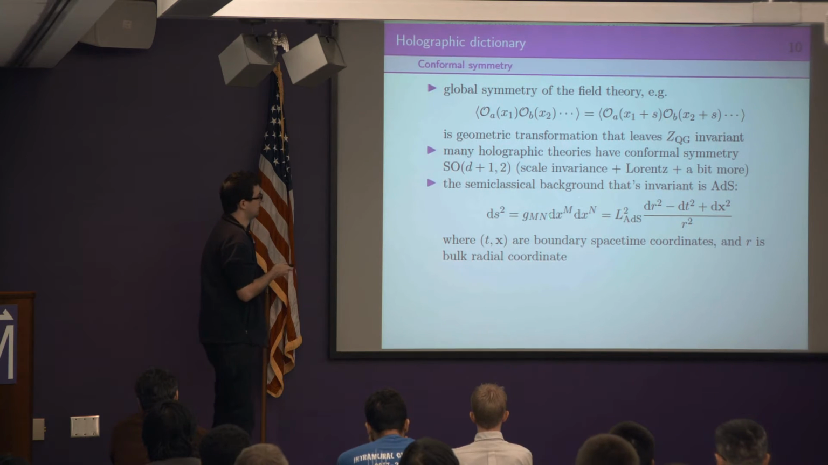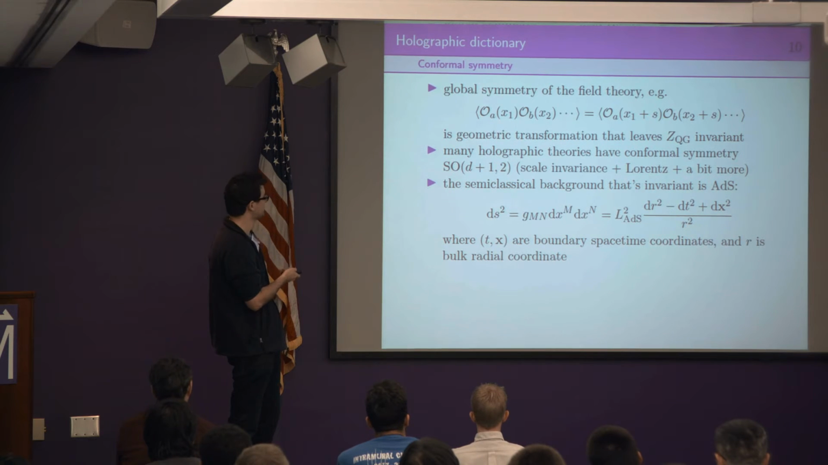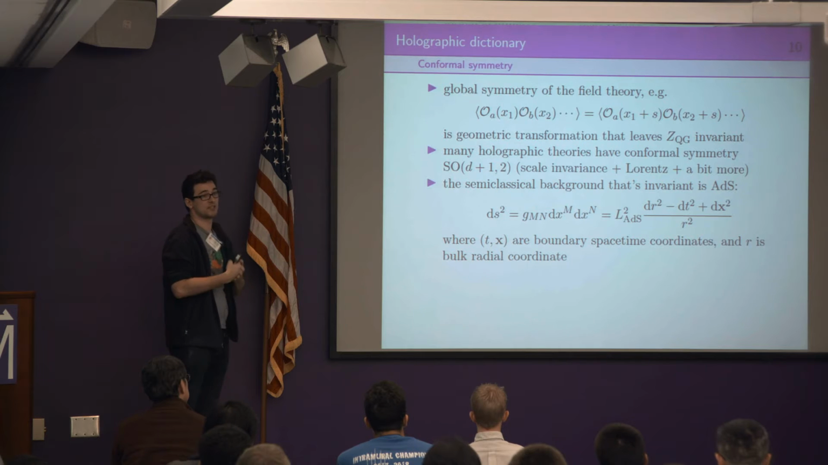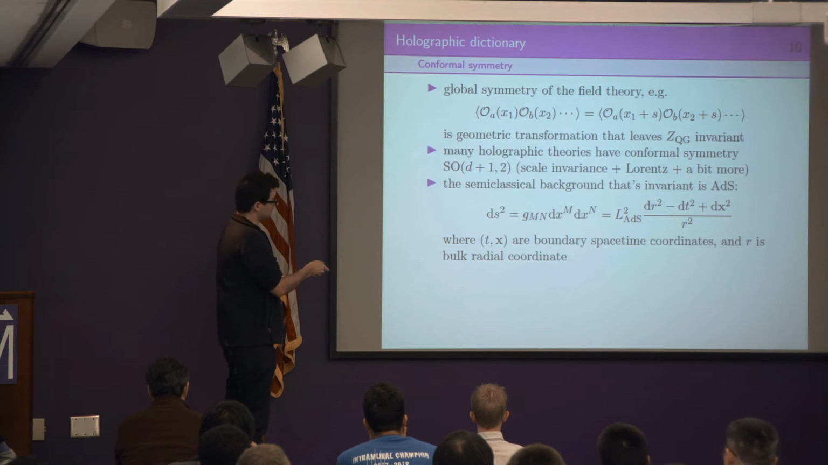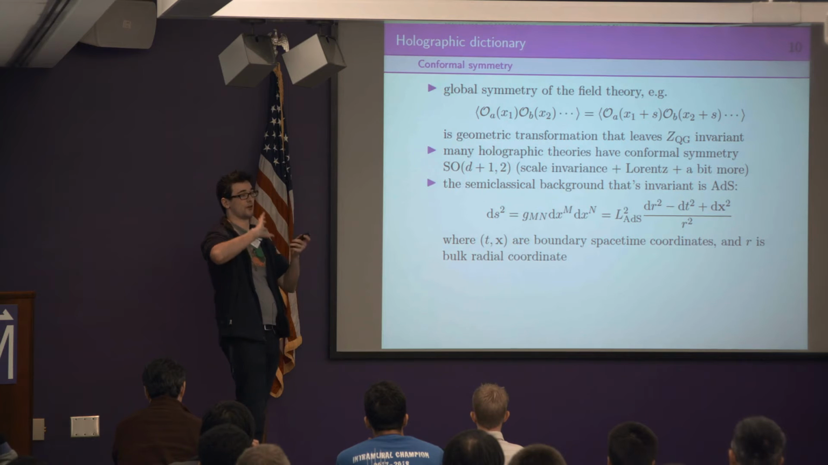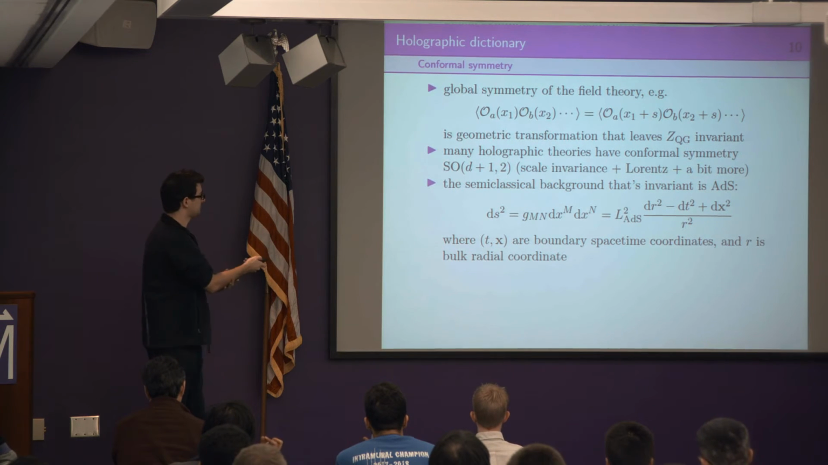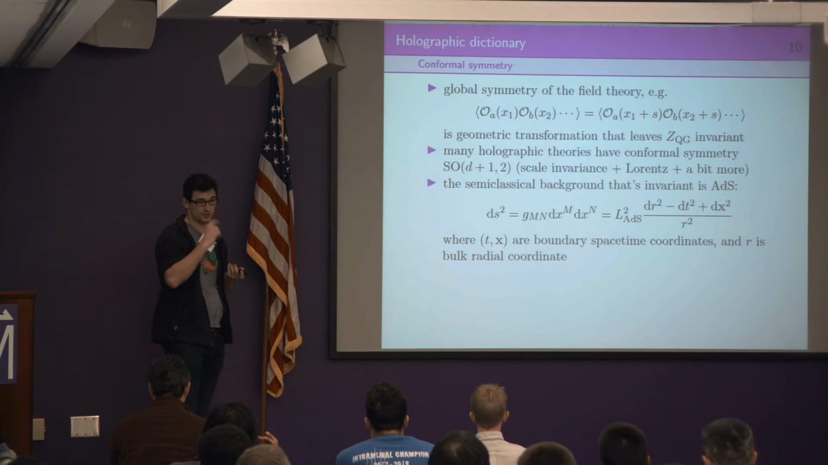So this metric corresponds to AdS space. And this metric has the same isometry group as the conformal group. Transformations of these coordinates that leave the metric invariant are conformal transformations at the boundary, and thus on our boundary theory. So the symmetry of this field theory is manifested directly in the symmetries of our metric.